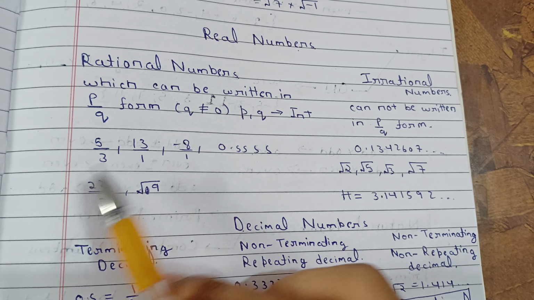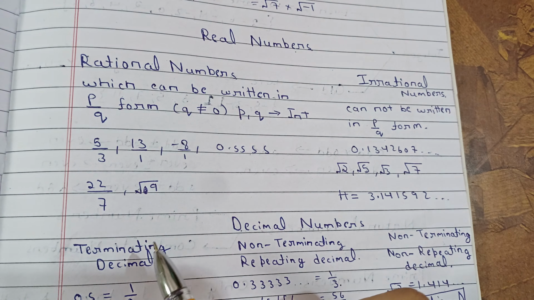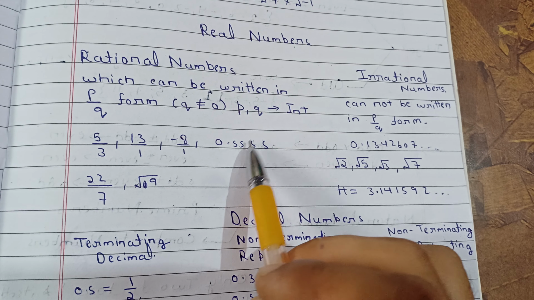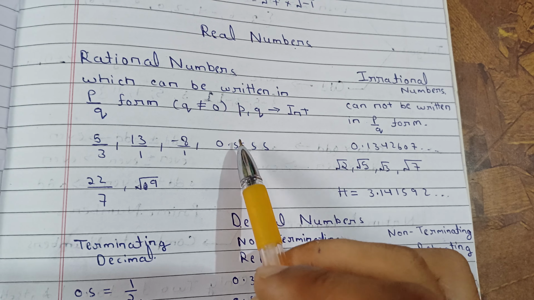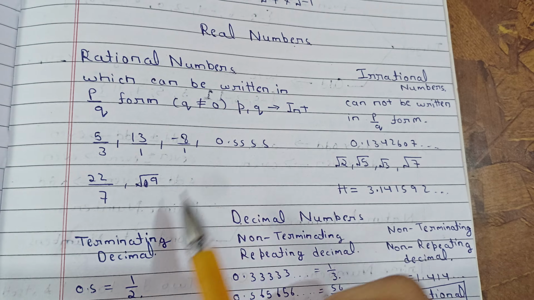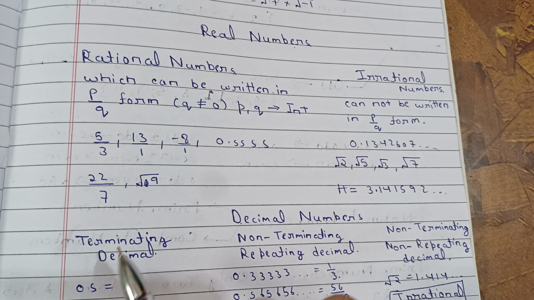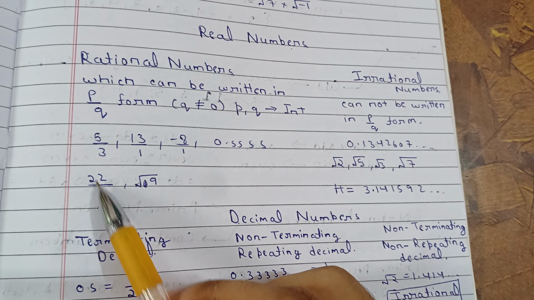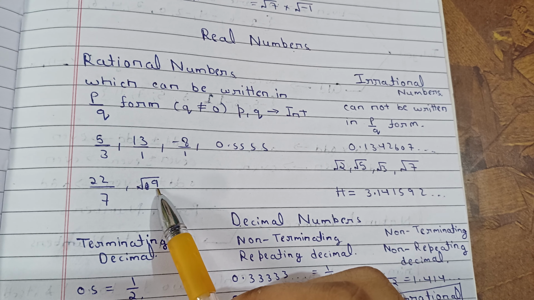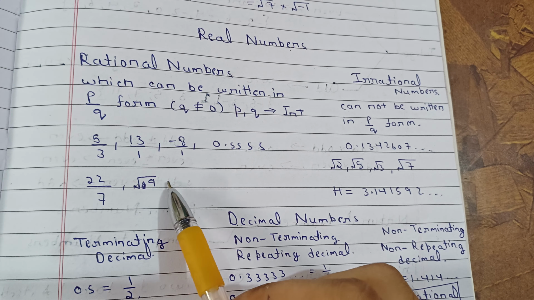So these all are rational numbers, and this is also a rational number, meaning non-terminating but repeating. If it is not repeating, then we call it an irrational number. So 22 upon 7 is also a rational number, and root 9 is also a rational number, since it can be written as 3.